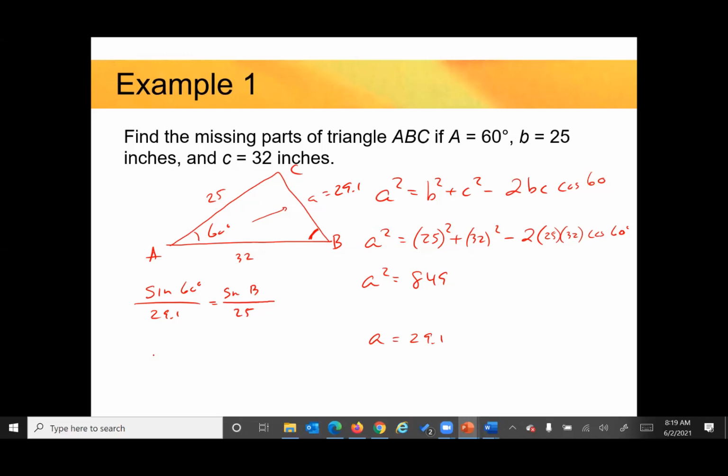Multiply both sides by 25. So 25 times sine of 60 degrees divided by 29.1, and then take the sine inverse of it. What do we have? 48.1. Okay, 48.1 degrees.